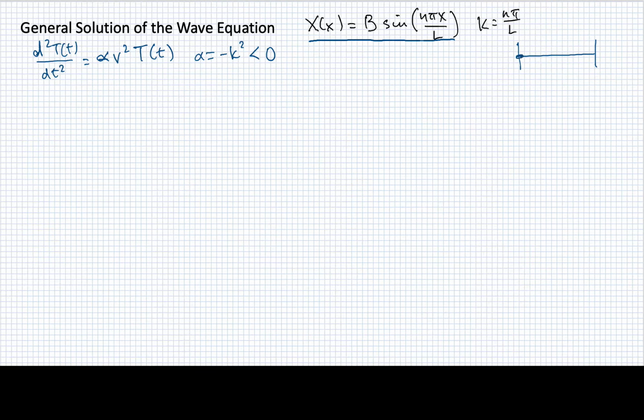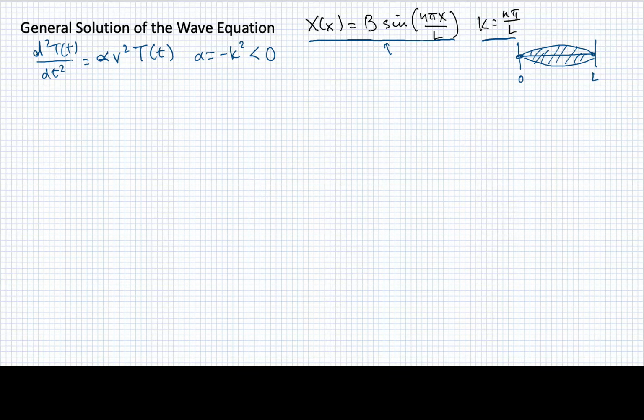So remember, that was this thing here that could vibrate back and forth, and that gave us this solution here for X of x is equal to B sine of n pi x over L, where k is represented by that n pi over L, and that was something that was imposed by the boundary conditions for the string at point 0 and point L, where it was equal to 0. We haven't looked yet at the time-dependent part, but I want to look briefly at that.